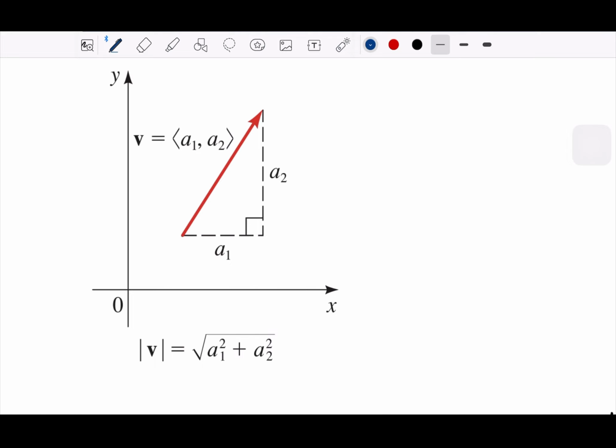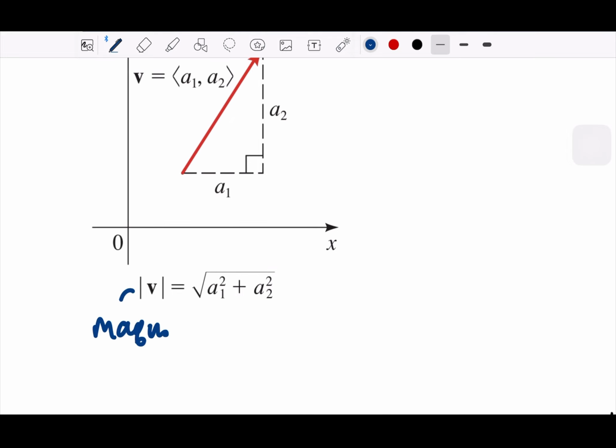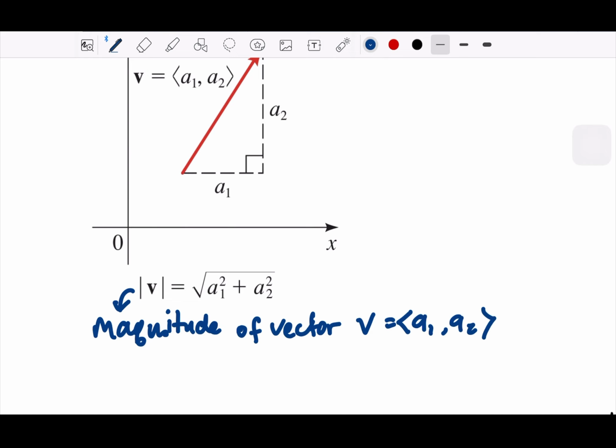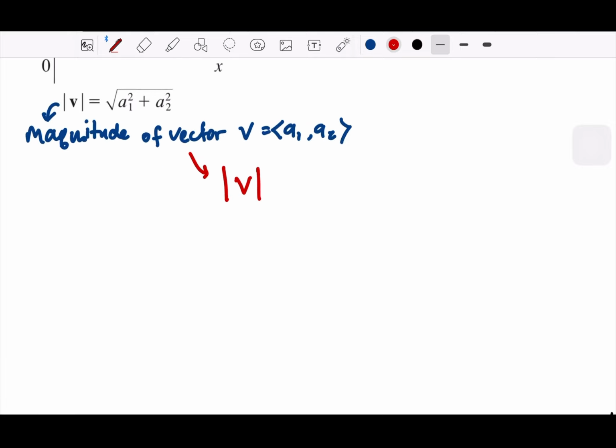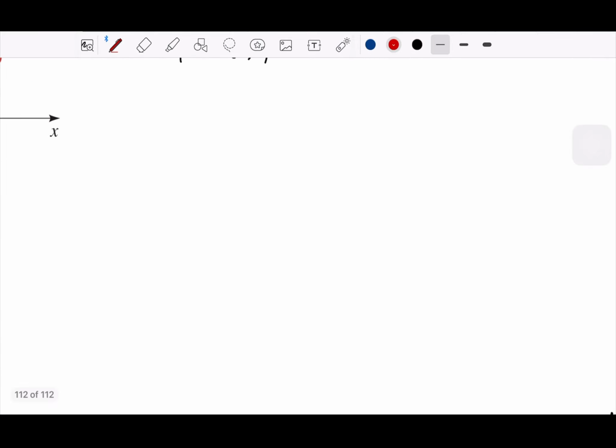So this will be the magnitude of vector v. We usually write down the magnitude similar to an absolute value, in a vector. And then because of these components, we can also take the algebraic operations in vectors.